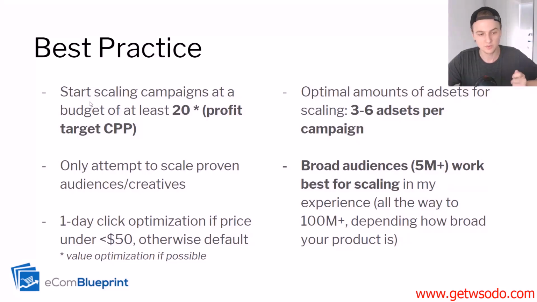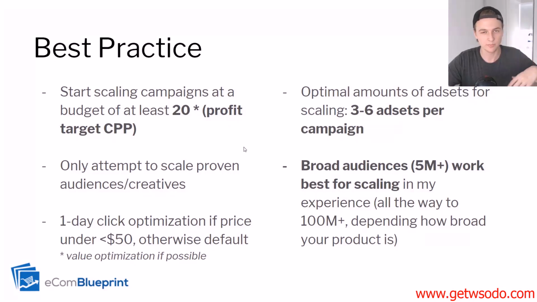When you're starting a scaling campaign, you want to start it with at least a budget of 20 times your profit target cost per purchase. You can get this number from your KPI spreadsheet that I talked about in the reading data lesson. So 20 times your profit target cost per purchase. Let's say you're aiming for a $20 cost per purchase. You want to start the campaign at least at a $400 budget per day. And so those are scaling campaigns, right?